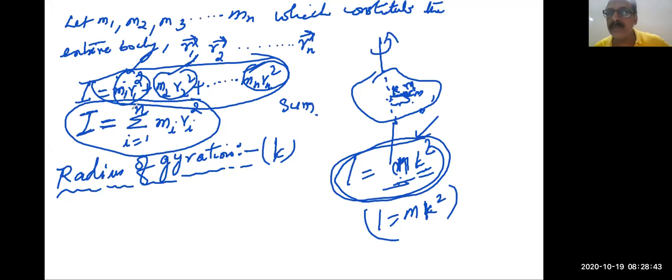Any doubt? Yes, it's clear, right? So this is just the theoretical approach. This is the practical approach.